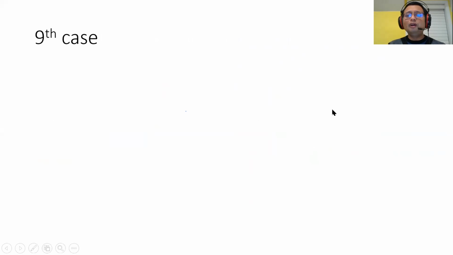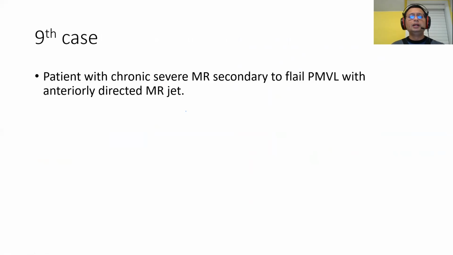So now we go to our penultimate case, our ninth case. Thank you so much, guys, for being very patient. We have a patient with chronic severe MR secondary to flail posterior mitral valve leaflet with anteriorly directed MR jet. Now we have severe MR. Now we are in trouble.